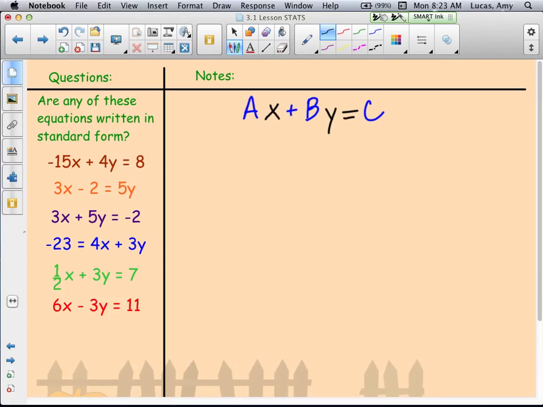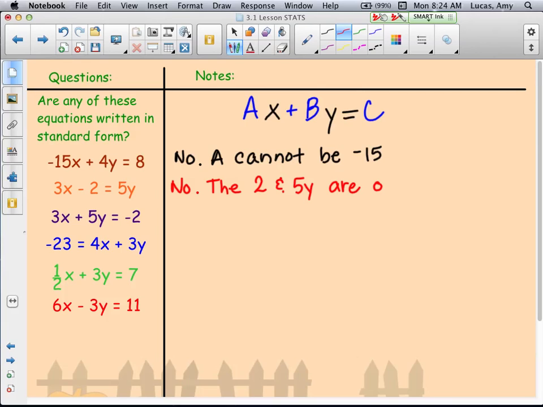Okay, so are any of these written in standard form? The first one, no. A cannot be negative. So a cannot be negative 15. The second one, 3x looks good, but then minus 2 equals 5y? No. The 2 and 5y are on the wrong sides. So remember, the only thing that can be on the right-hand side is the plain number for c, right here. You cannot have a variable on the right-hand side.